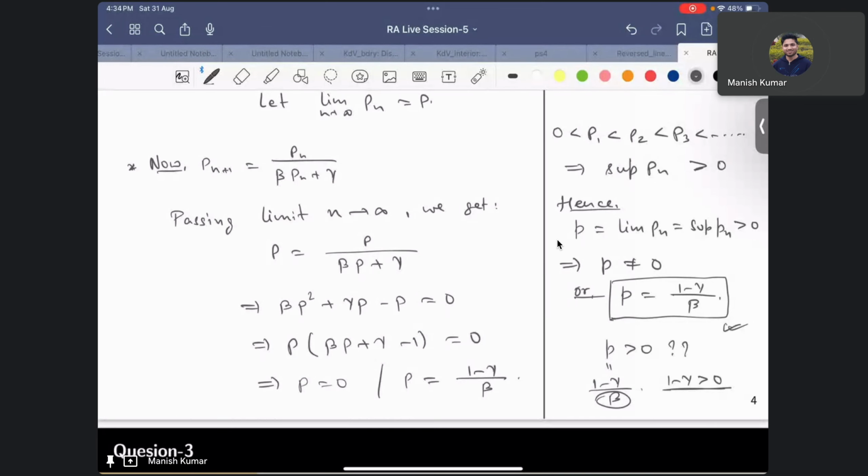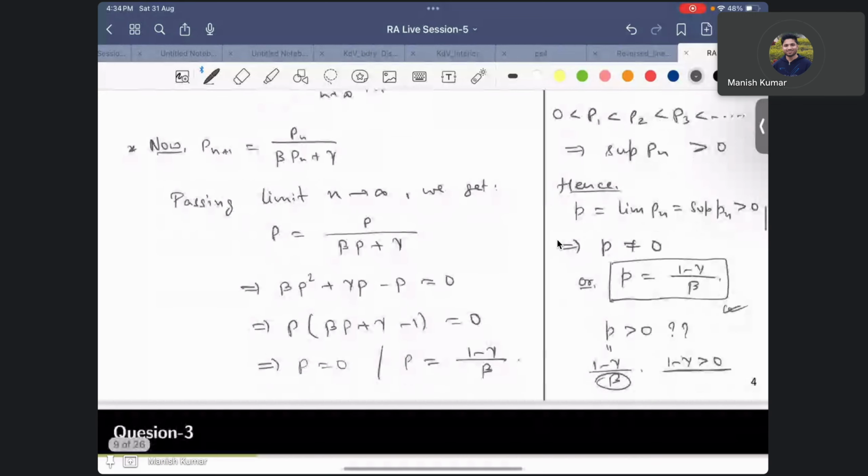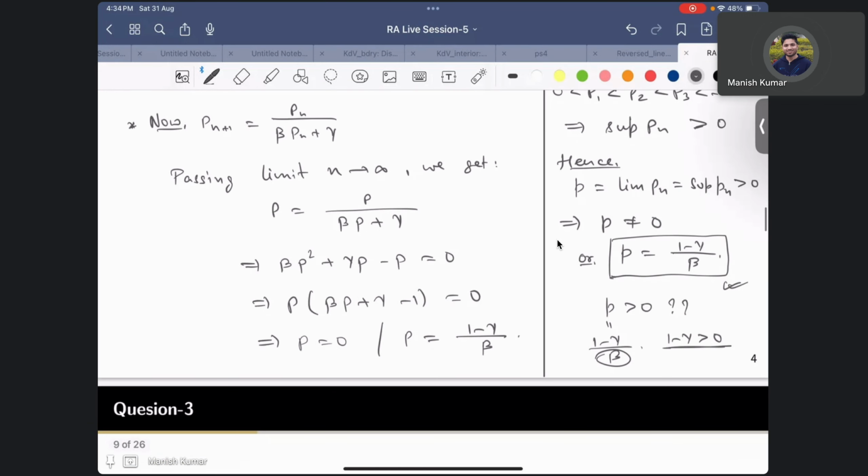Yes, sir. It is given that alpha, beta, gamma are all greater than 0, and alpha plus beta plus gamma is less than 1. So 1 minus gamma should be greater than 0 only, no, sir? Yeah, because this is greater than 0. Right? You're right. Correct. So that's why this 1 minus gamma is greater than 0. Okay. Good.